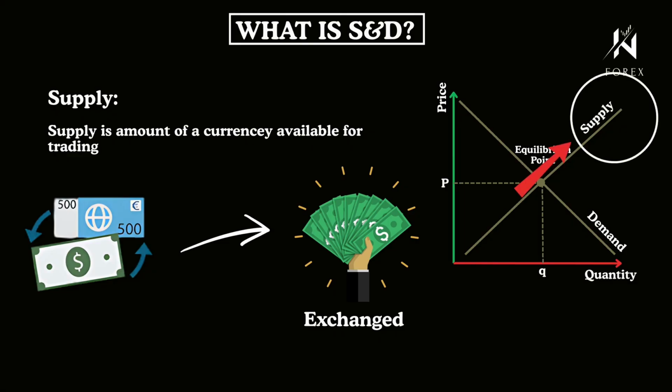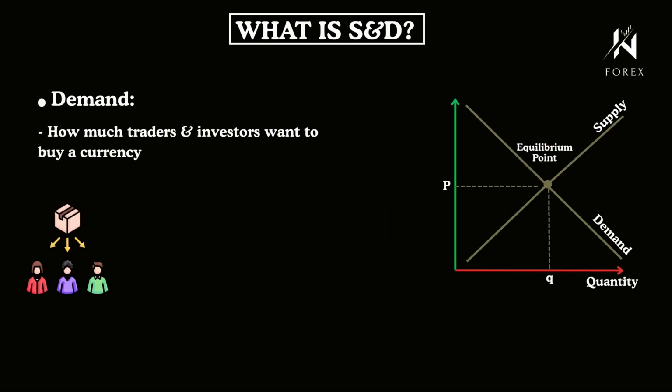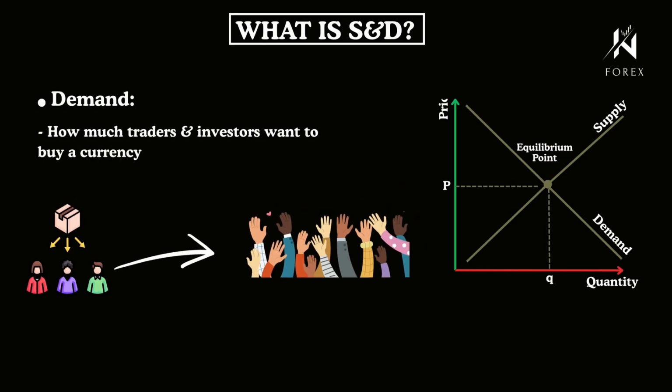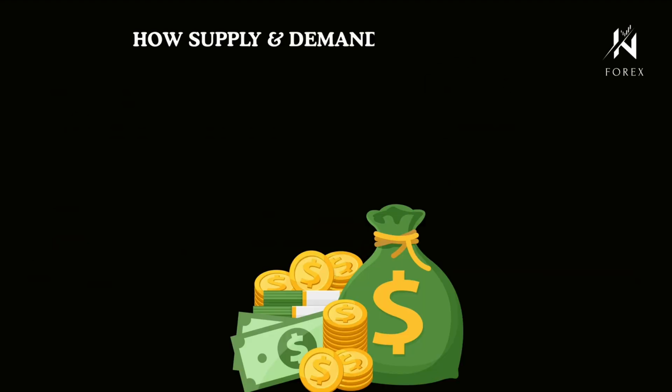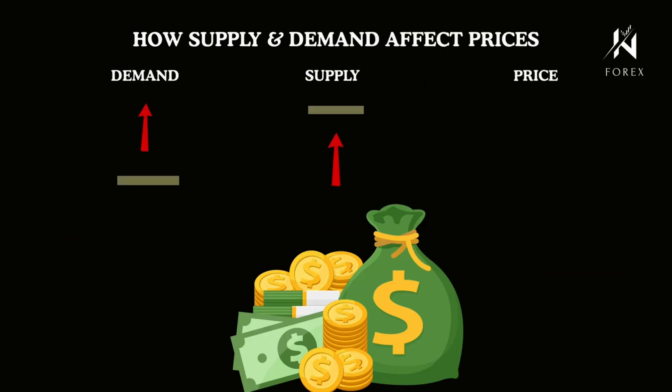When there's a large amount of currency in circulation, it indicates a high supply. On the flip side, we have demand. Demand reflects how much traders and investors are willing to purchase a currency. When a large number of people want to buy a currency, it indicates high demand. If the demand for a currency increases while the supply stays constant, the currency's price will rise. Conversely, if the supply increases while demand holds steady, the price will fall.